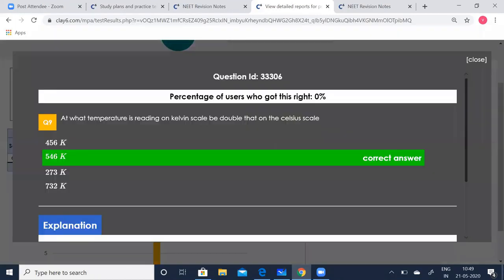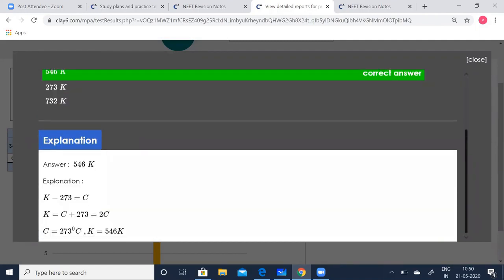Suppose, say, let me see the ninth question. Ninth question we solved, it was 546 Kelvin, right? At what temperature is the reading on the Kelvin scale double that on the Celsius scale? So that gives you the correct answer. So that should be the explanation. Let us look at the explanation. You can see it is 546 Kelvin. So you can close that.